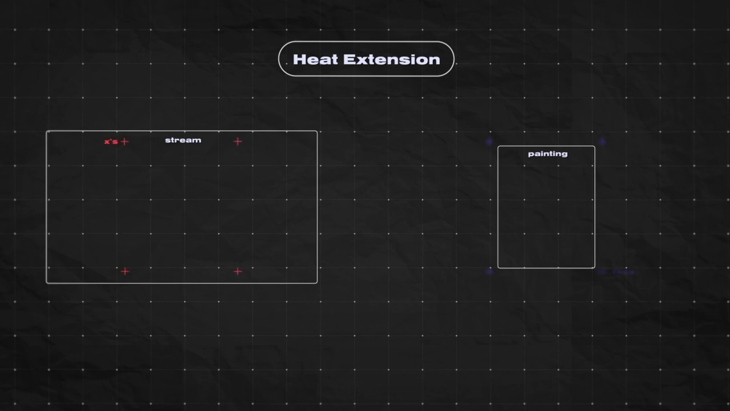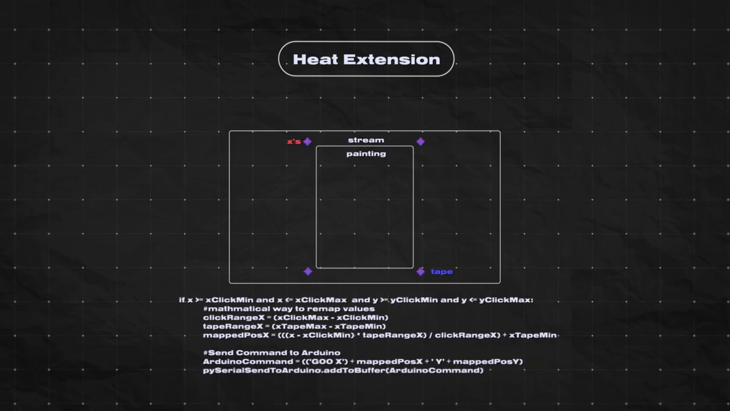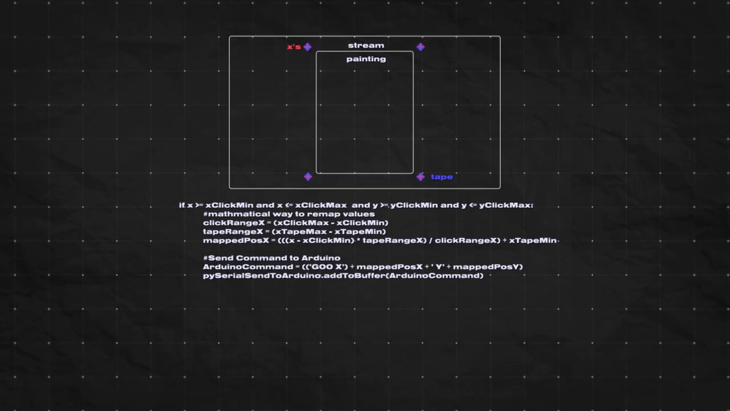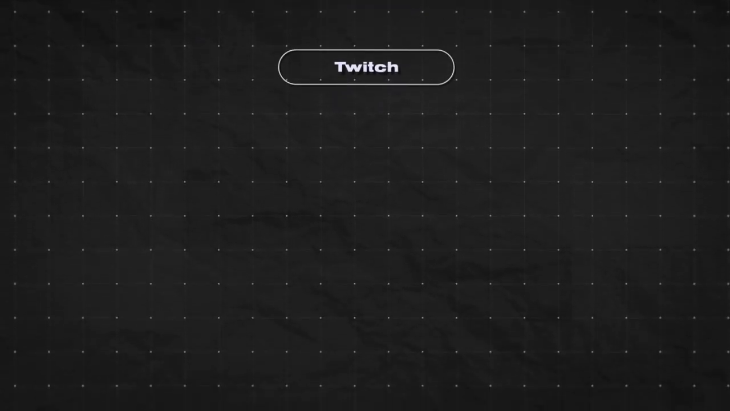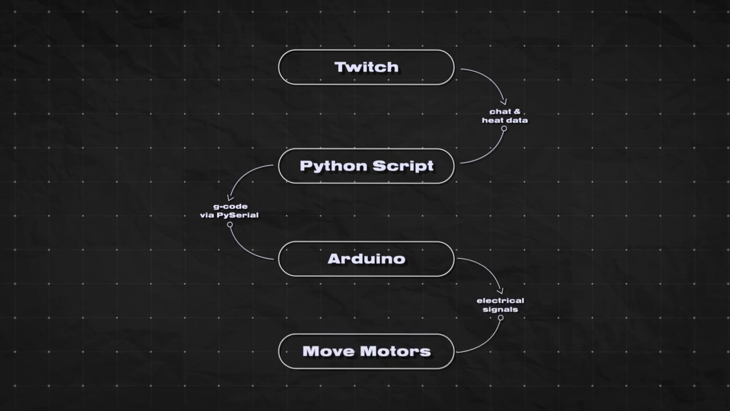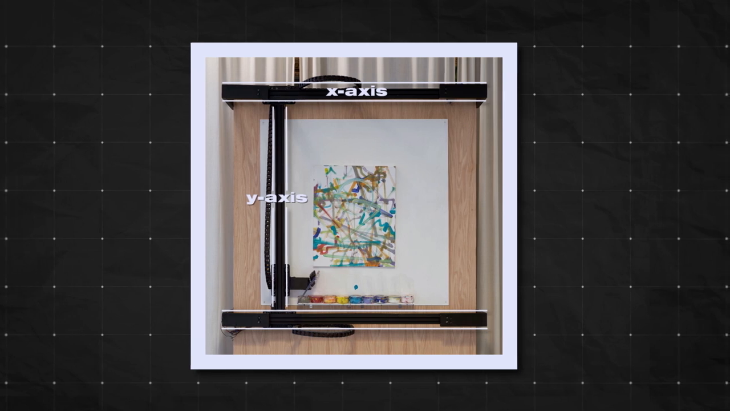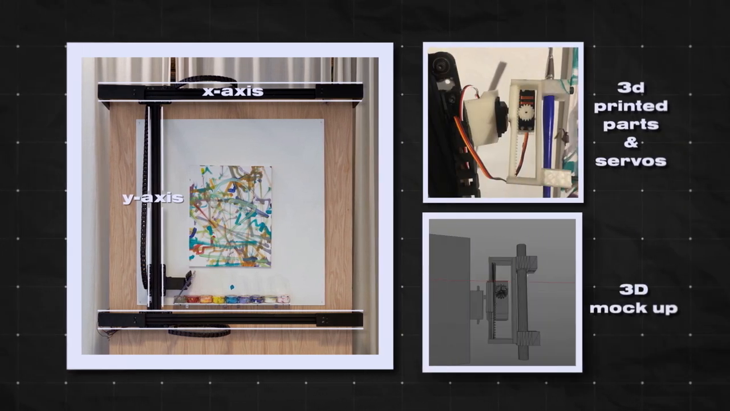We use these X's on the stream and line it up with the blue tape on the wall. From there, we use this mapping function to send the correct coordinates to the machine. So we get data from Twitch, interpret it with the Python script, which sends G-code to the Arduino, which sends electrical signals to move the motors. The machine is a typical XY CNC. For the brush movements, we use 3D printed parts and servo motors to move the brush in and out and rotate, as well as hold the brush.